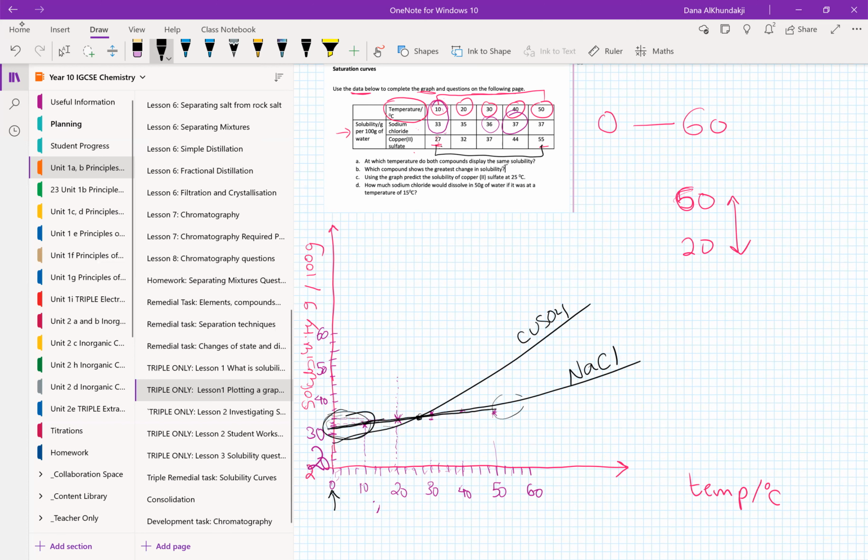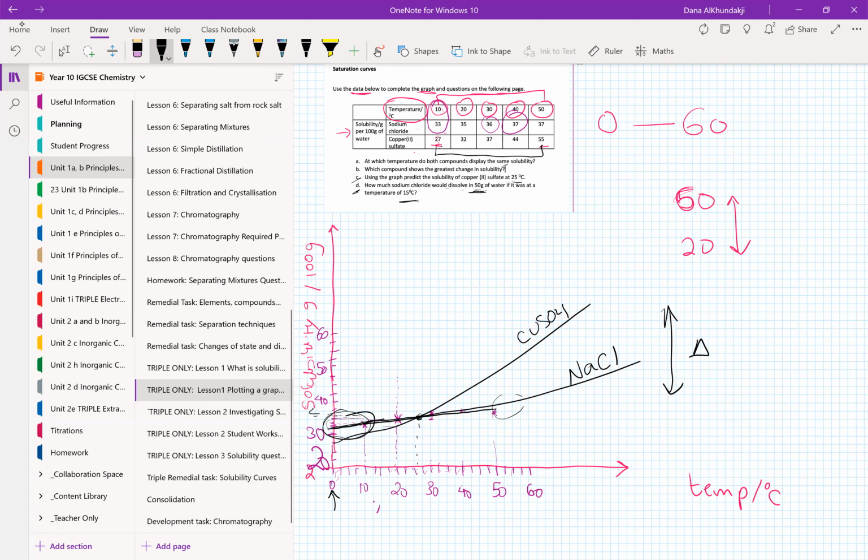The greatest change in solubility is the one that shows the greatest change on the y-axis here, okay? So it's copper 2 sulfate. And then how much sodium chloride would dissolve in 50 grams of water if the temperature was 15? So for part D, I skipped D because, C, sorry. C is easy. I can do C now, which is basically you want to find the solubility of the salt at 25. So you're just going to go on 25 and then read how much that is on the y-axis. You know this.